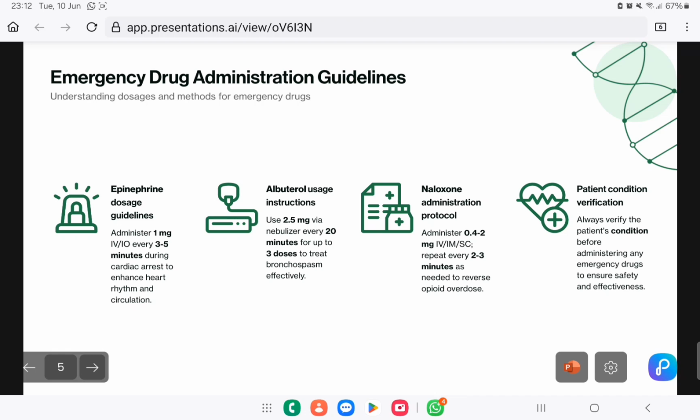Naloxone administration protocol: administer 0.4 to 2 mg IV, IM or subcutaneous. Repeat every 2 to 3 minutes as needed to reverse opioid overdose. Patient condition verification: always verify the patient's condition before administering any emergency drugs to ensure safety and effectiveness.